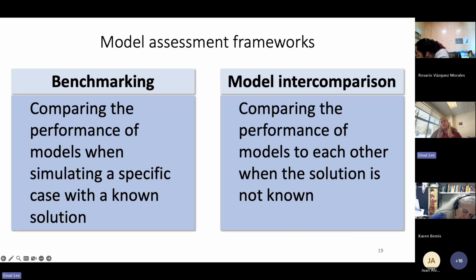Now, the last thing I want to talk about is how we assess models. There are so many different kinds. So what do you need to ask yourself, and how do you know which one's good, which one's not so good, which one's a better fit for your goals? One activity is called benchmarking, which compares the performance of a model on a specific known solution. That can be a field observation, an analytical solution, a lab experiment. Another way is to compare models to each other in a model intercomparison framework.